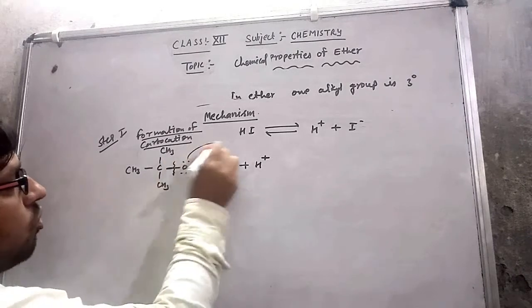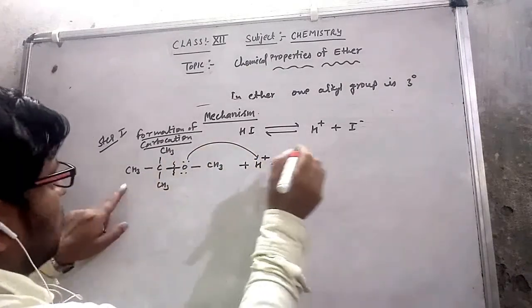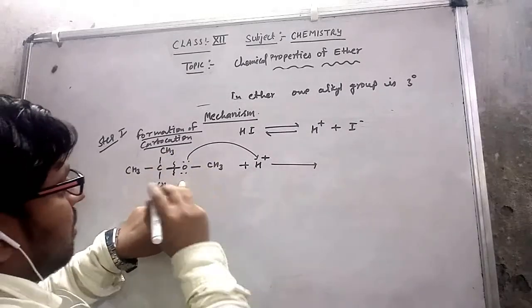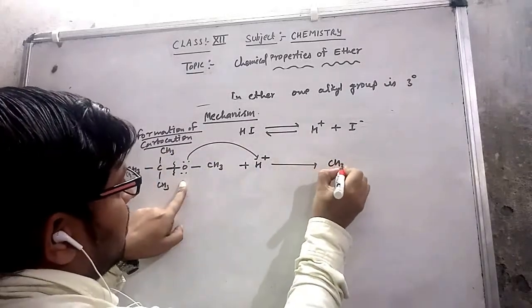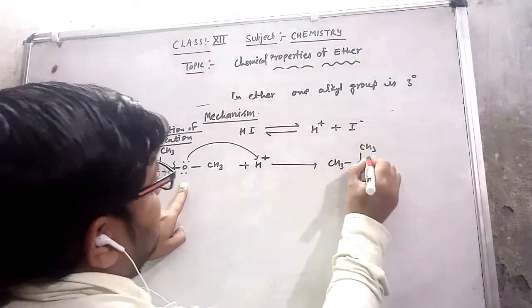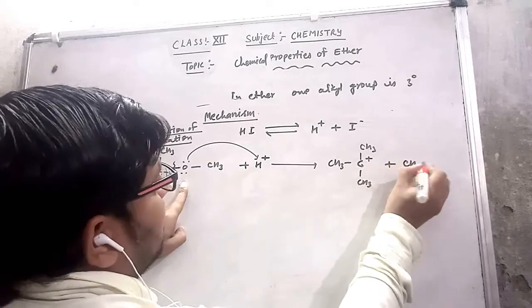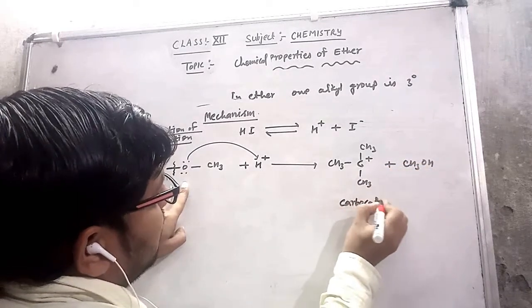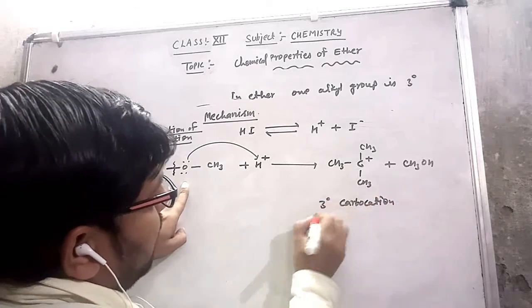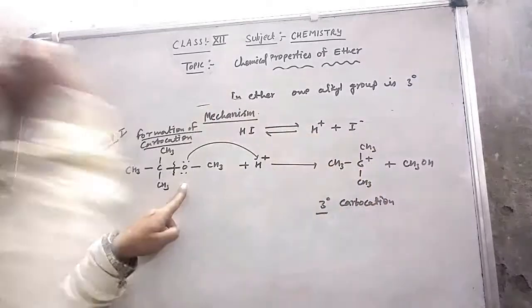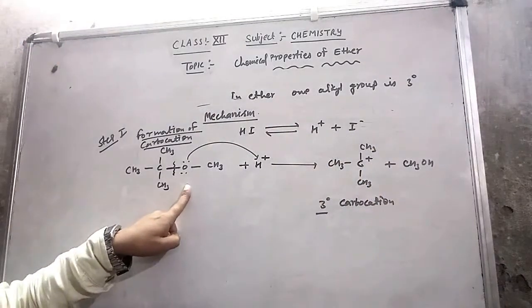So the oxygen is going to attack this hydrogen ion, and from here the electrons transfer toward the oxygen to balance it. So this will be (CH3)3C, positively charged, and this is CH3OH. So this is a carbocation. This is the tertiary carbocation because on that carbon three alkyl groups are available. So this is the tertiary carbocation.